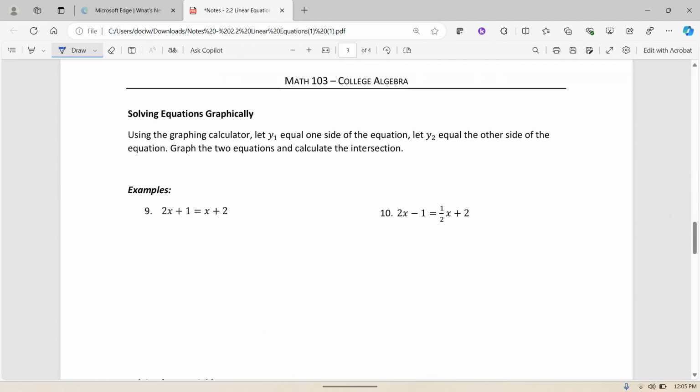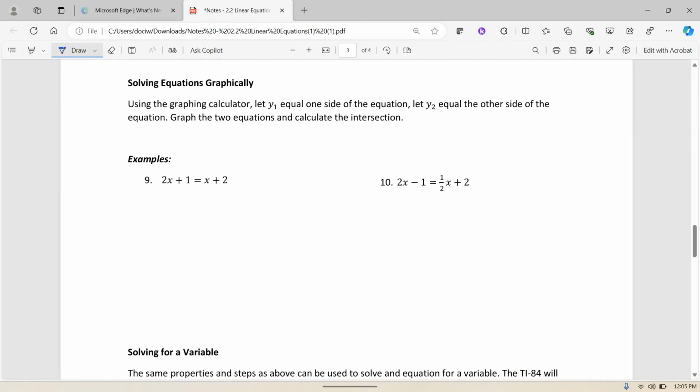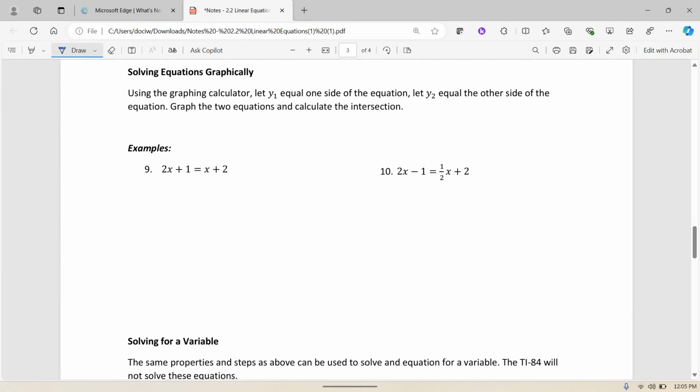I can solve equations graphically. To solve them graphically is really not a great way to get a precise answer, but I'm going to show you number 9 just to give you an idea of what's going on. What I would do for this is make two equations, y equals 2x plus 1 and y equals x plus 2. Draw a graph. My graph is not going to be perfect.